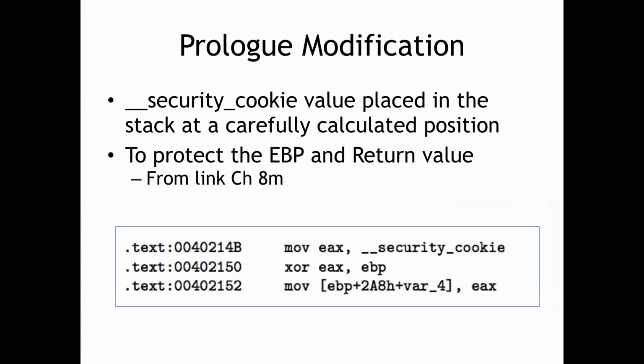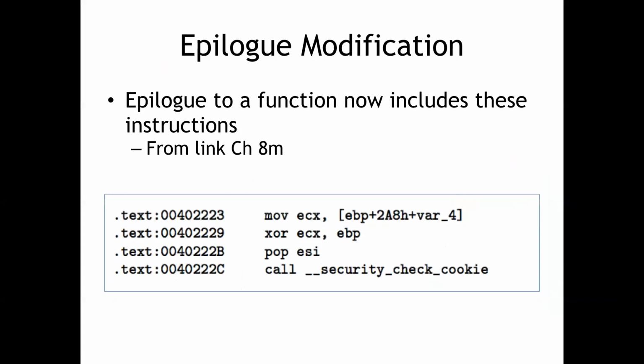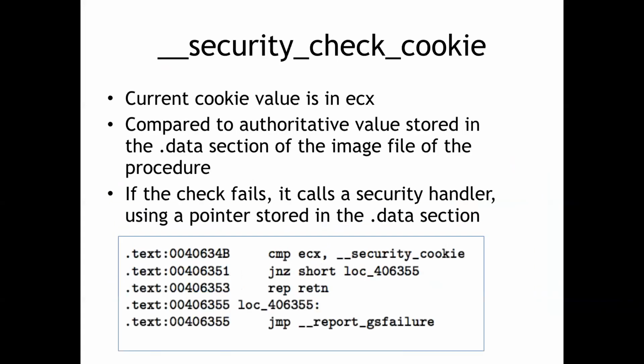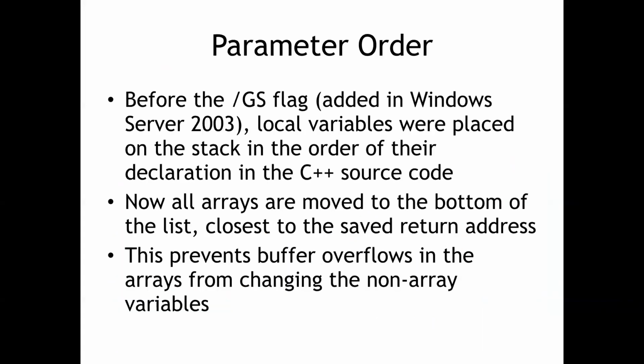All right, so here's the prologue modification. It takes the security cookie, stored in the data section, and stores it on the stack with this location, including EBP, to put it on the stack someplace. And the epilogue will check, calling security check cookie, just like we saw. So that's the game. If the check fails, it will call a handler, which will not try to return the function. It will just cause an exception, and that'll be the end of that.